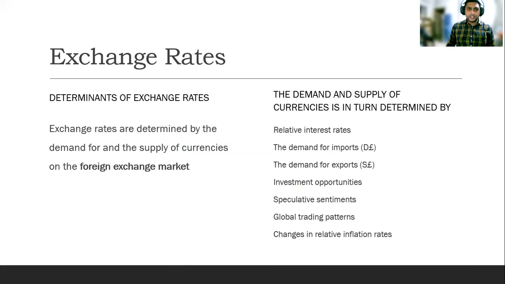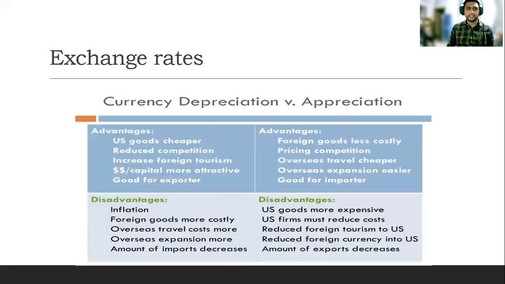There are some determinants of exchange rates. Exchange rates are determined by the demand for and the supply of currencies on the foreign exchange market, and the demand and supply of currencies are in turn determined by the relative interest rates, the demand for exports, the demand for imports, investment opportunities, etc. For exchange rates, currency depreciation and currency appreciation happen.